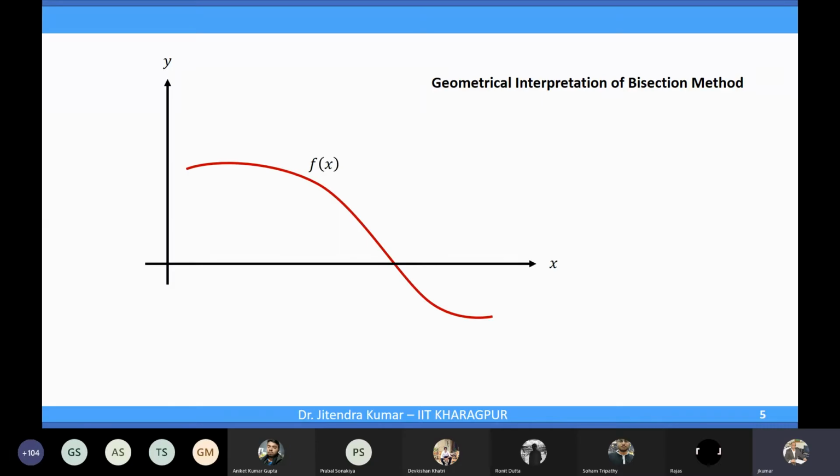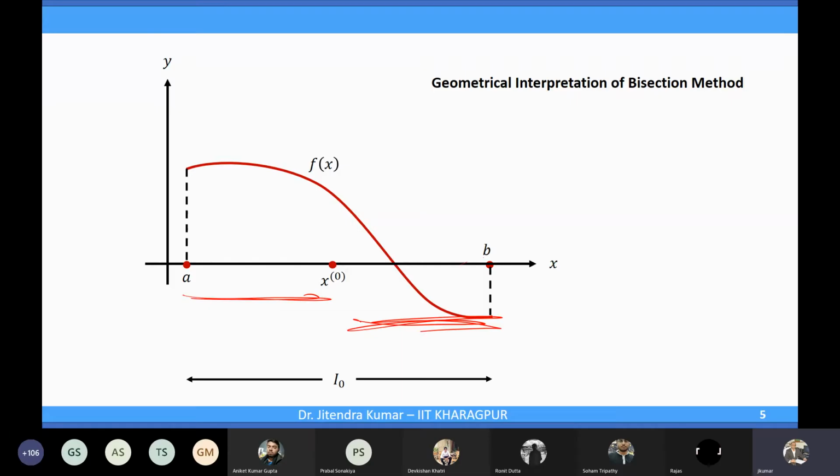Suppose this is your function f(x), and we have initial values for the interval a and b, and f(a) times f(b) is less than 0, so we are sure that there is a root somewhere in between. This is your initial interval. You compute the middle point of this interval and see where your root lies, in the first half or the second half. In this case, naturally, it is the second half, where f(x0) and f(b) will be negative.